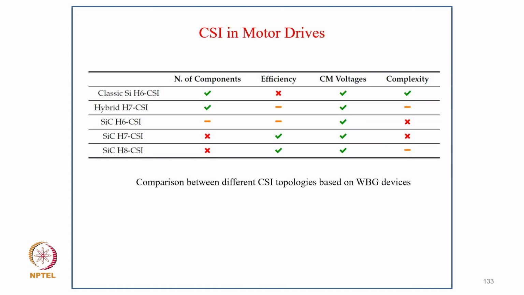And this is a comparison. Of course, in classical H6, the number of components is less and complexity is less, but efficiency is not good and common mode voltage is there. In the hybrid S7, the number of components is good and common mode voltage is also good. With SiC S7 you also have high efficiency as well as good common mode voltage. And as I see it, again here you have typically high efficiency, and this is the comparison between CSI topologies based on wide bandgap.